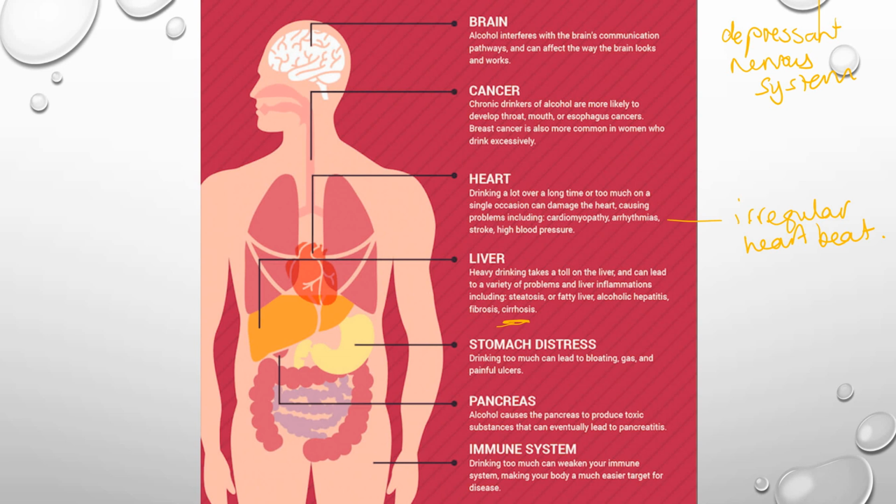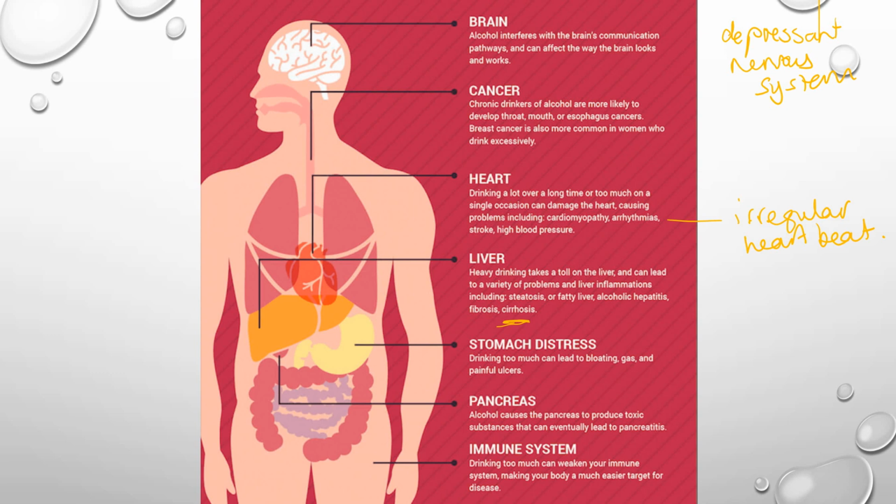The pancreas is a leaf-shaped organ that's actually underneath the stomach on this side. I don't know why it's pointing over to this side, but it would be underneath. And the alcohol causes the pancreas to produce toxic substances that can lead to what we call pancreatitis, a disease of the pancreas where it's unable to do its job.